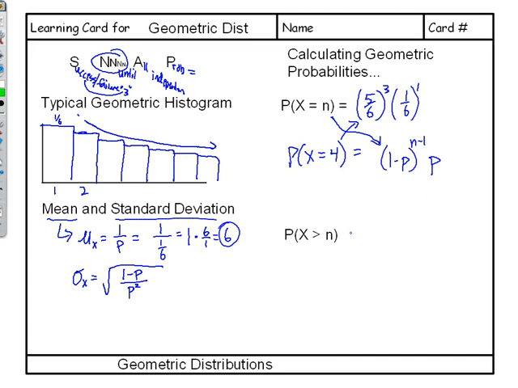Now, the probability that x is going to be greater than a certain number. In this example, what's the chance it's going to take more than 4? Well, if it's going to take more than 4, what has to happen on the first 4? They all have to fail. So it's failure to the nth power, and here I go again putting the formula in the wrong place. That's all that has to happen. Here's the generic version of it: 1 minus p raised to the nth power, and that's going to tell you the probability of it taking more than that.